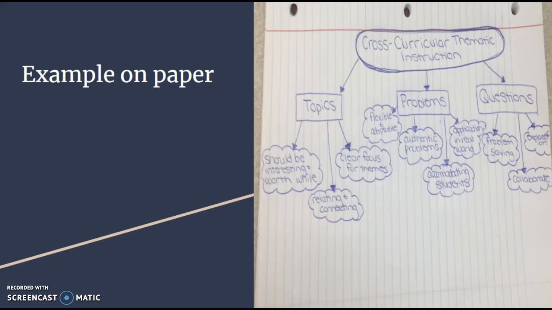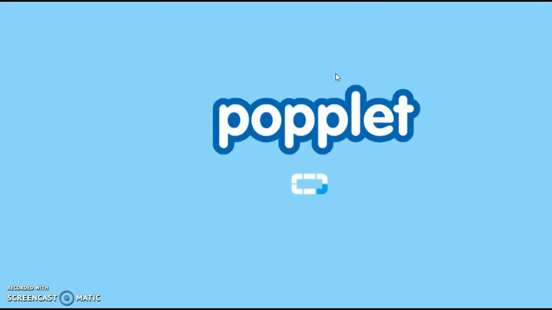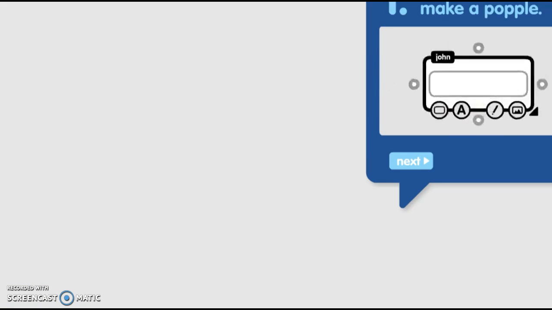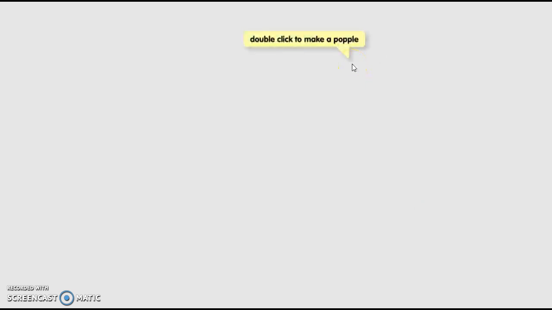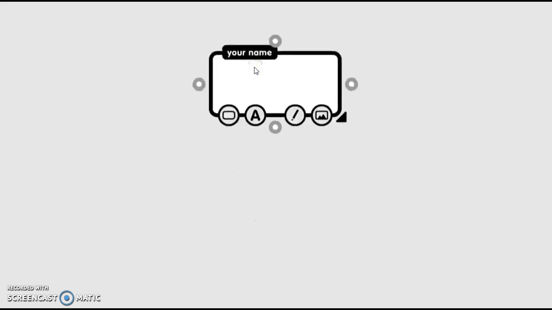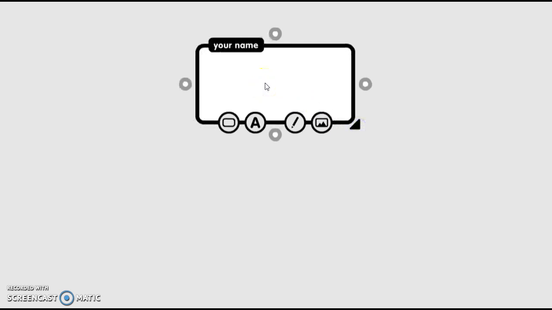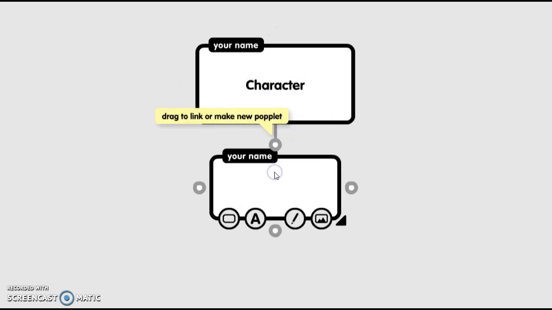I have here for you an online resource where you can actually do a graphic organizer online. That's very easy and useful to use. This is called Poplet. Poplet's very easy and simple. So first we're going to start by double clicking. You see that a box just came up, similar to the ones that were on the paper. You can make this a little bit bigger because this is your main topic or main character. So you're going to put in character, and then first you're going to put down your three categories.